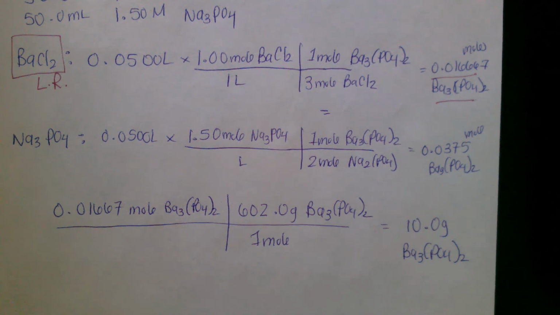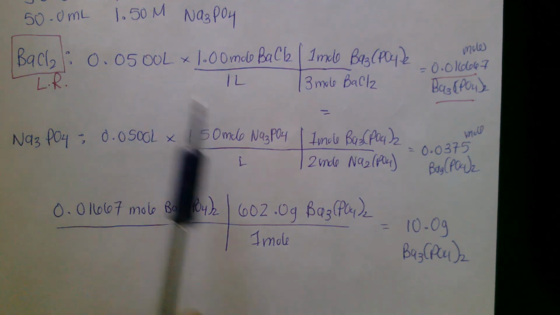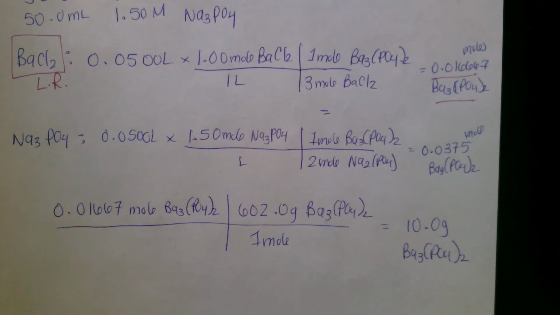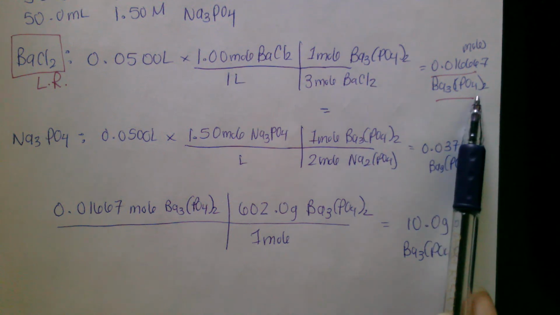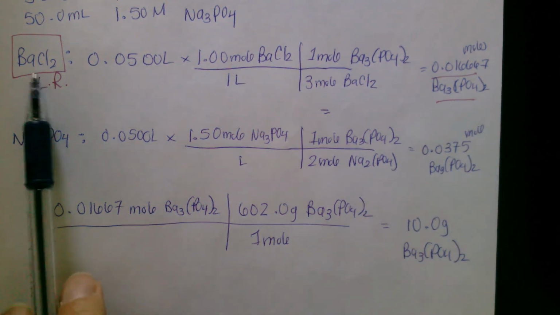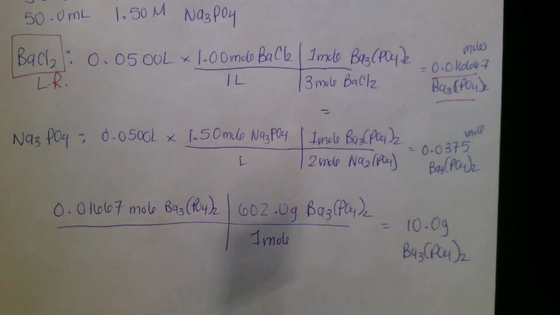So this is how a basic limiting reactant problem will work in a precipitation reaction. Again, we solve for our product and see which one produces the lesser amount. That's our limiting reactant. So we know our barium chloride is limiting. It's going to determine how much of the solid we make. So now that we have those moles, we can just multiply by the molar mass.